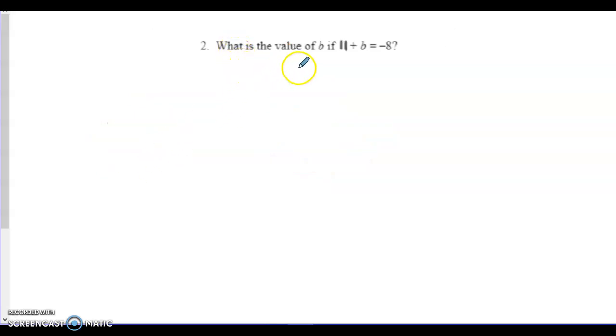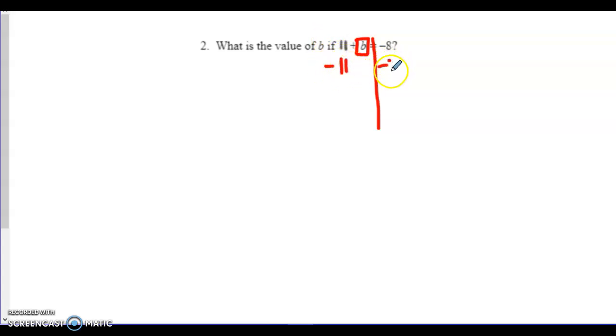All right, this one says, what is the value of b if 11 plus b equals negative 8? Again, every single time I see an equation, I draw my line down the equal sign and I box off my letter. And then I'm going to ask myself, what is on the same side as the letter that I need to get rid of? And on this problem, we need to get rid of the 11. Because it's positive 11, we're going to do the opposite or the inverse, which is negative 11.